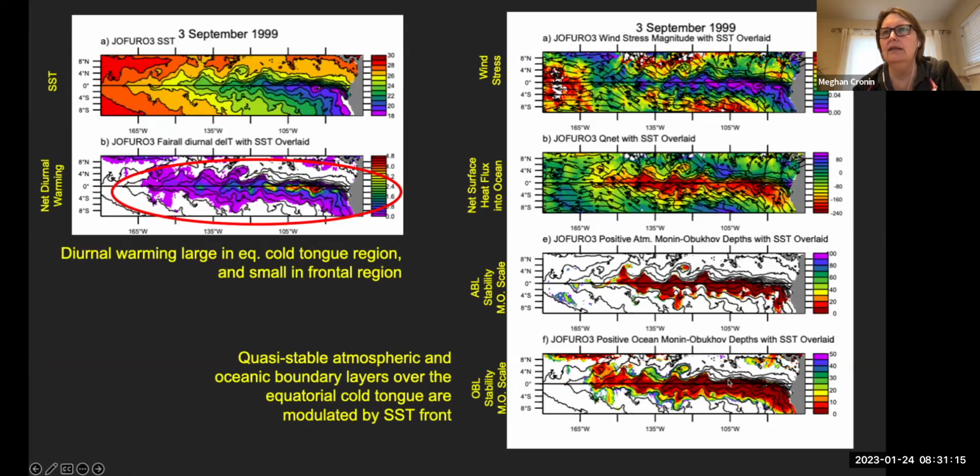In any case, this big stabilizing flux into the atmosphere and stabilizing into the ocean leads to a very large diurnal cycle, diurnal warming, in the equatorial cold tongue. And these are the amplitudes that we would expect based upon this satellite data. And these are large. At 125 west, this is a degree or so, or half a degree.